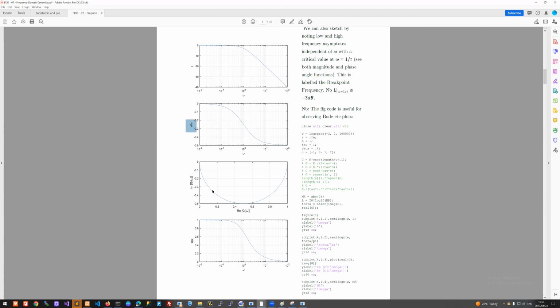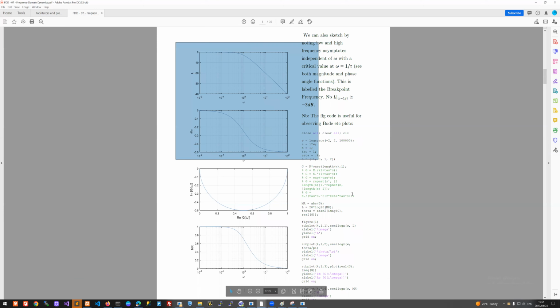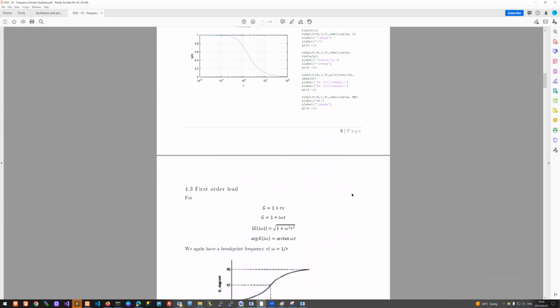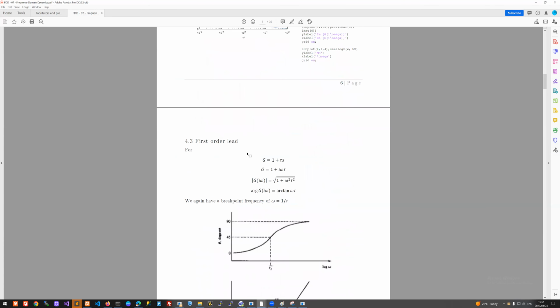Okay, you could also plot the real and imaginary parts like this, or you could plot the magnitude ratio as well. But anyway, let's just stick to these two for now. So that's the first order lag. Then a first order lead will look like this instead. So 1 plus tau s. And so G equals 1 plus I omega tau.